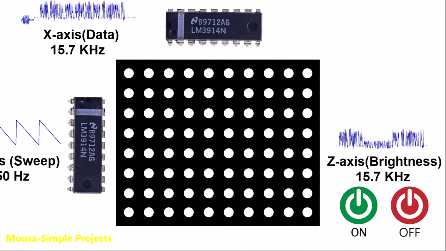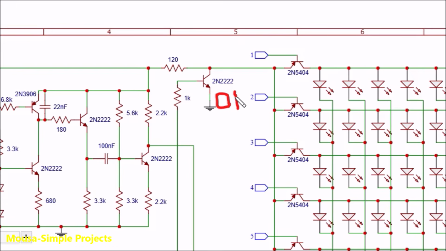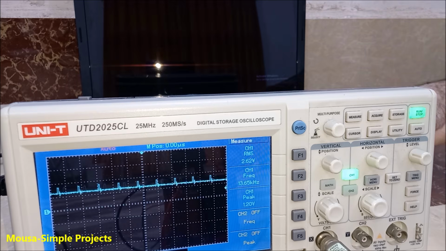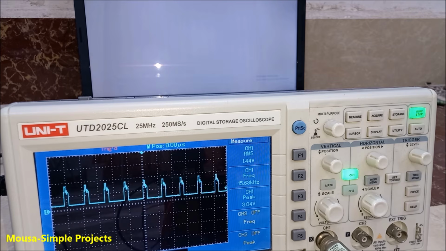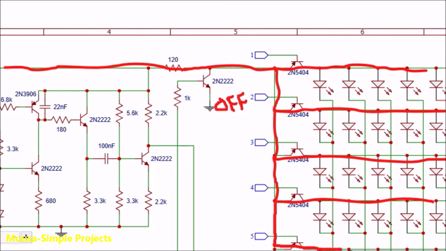And the z-axis is the brightness of each pixel. The voltage of the z-axis is high when the screen is dark. This voltage switches on the transistor and shorts out the current to the ground, so the LEDs stay off. And the voltage is low when the screen is bright, so the transistor stays off and lets the current go to the matrix to create the maximum brightness.